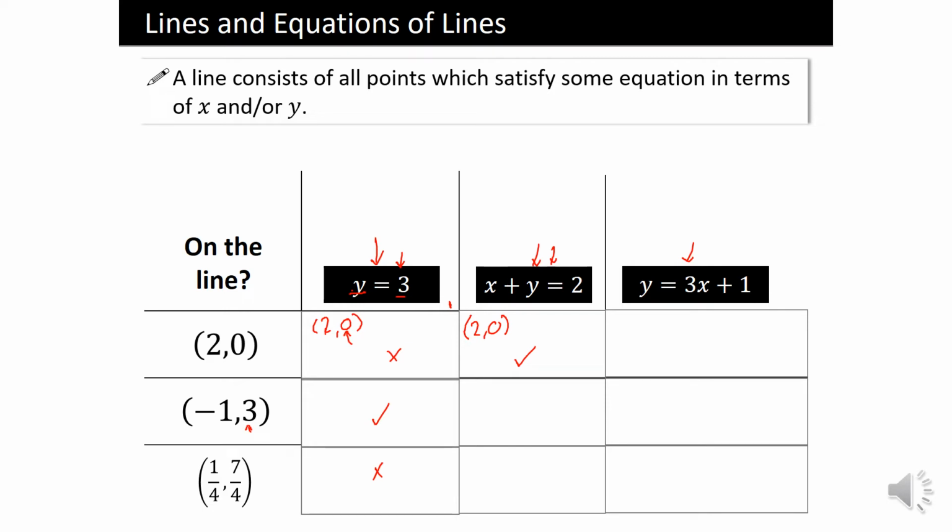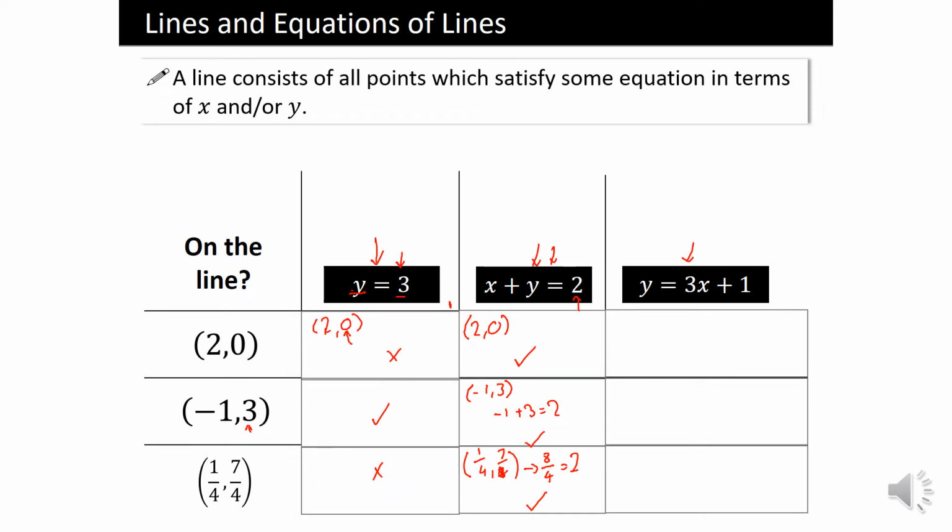Let's have a look at this one. So minus 1, 3. So minus 1 add 3 gives us 2. So we'd have minus 1 plus 3 equals 2. So that one is on the line because it's equal to 2. And last one, we've got 1 quarter and 7 quarters. So adding those together, that gives us 8 quarters, which is 2. So that one would also be on the line. It's just a bit nastier because it's some fractions. But all three of those are on the line.